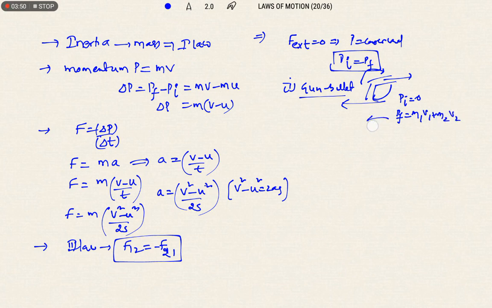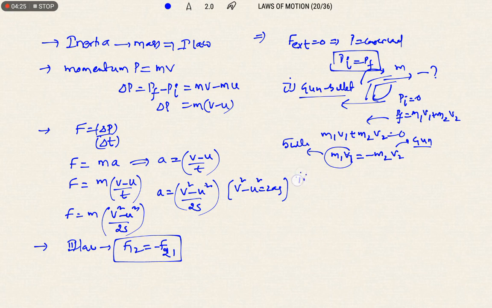Here they are going to frame the question based on this concept, like the bullet is coming with so and so velocity, and the mass of the bullet they will give. With the help of this expression, we write m1 v1 plus m2 v2 equals 0. Therefore, we write m1 v1 equals minus m2 v2. Suppose 1 is for the bullet and 2 is for the gun, whatever quantity is missing in this, we can find out the missing quantity.